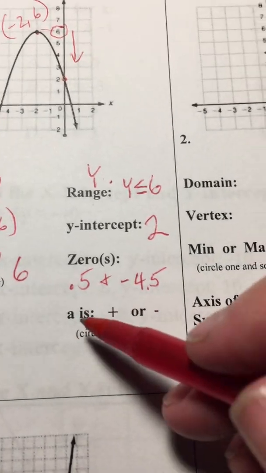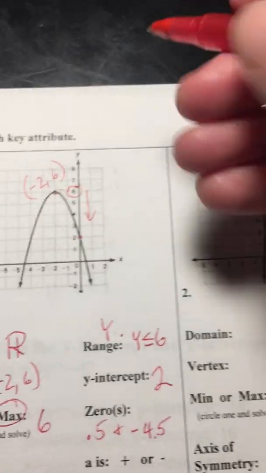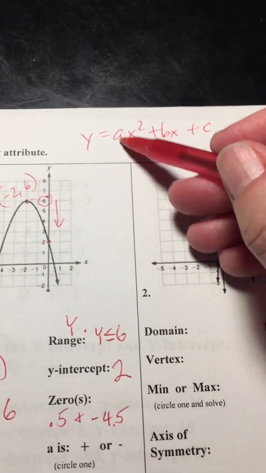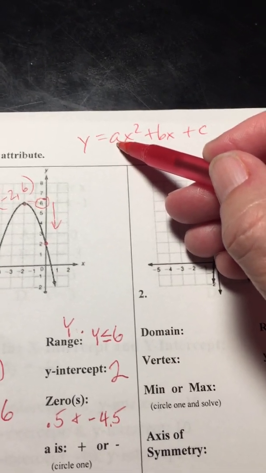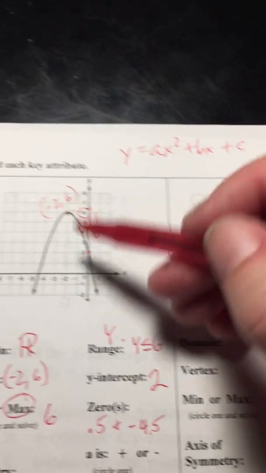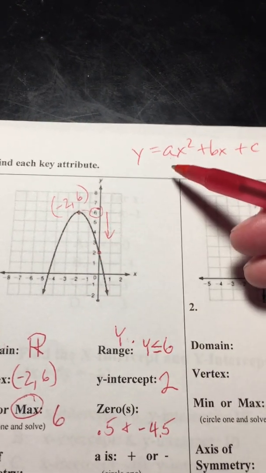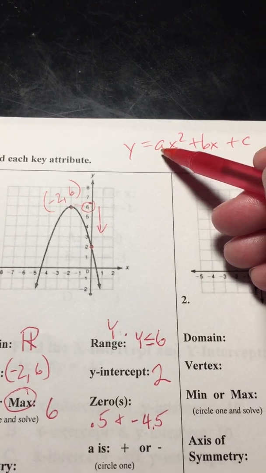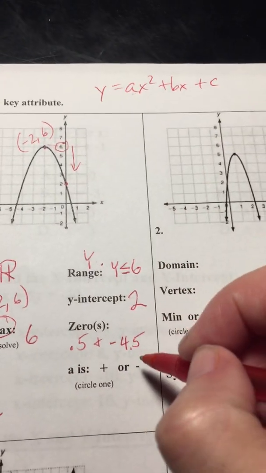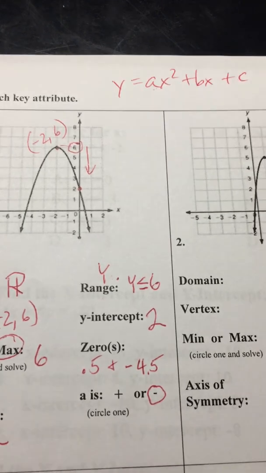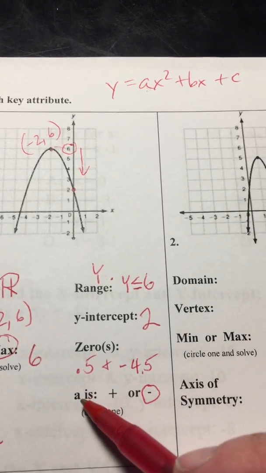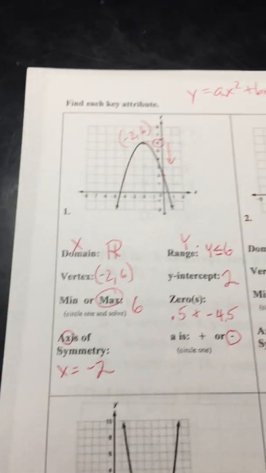Okay, last thing. Is a positive or negative number? So remember when we have the equation y equals ax squared plus bx plus c. If it's a smiley face, this number in front of the x squared is positive. If it's a frowny face, this number is a negative. Is this a smiley face or a frowny face? It's a frowny face. So is this number positive or negative in this one? It's negative to make a frowny face. So that's what we're doing, picking out whether it was a negative number for the a or a positive number for the a. All right, so there we go on that one.